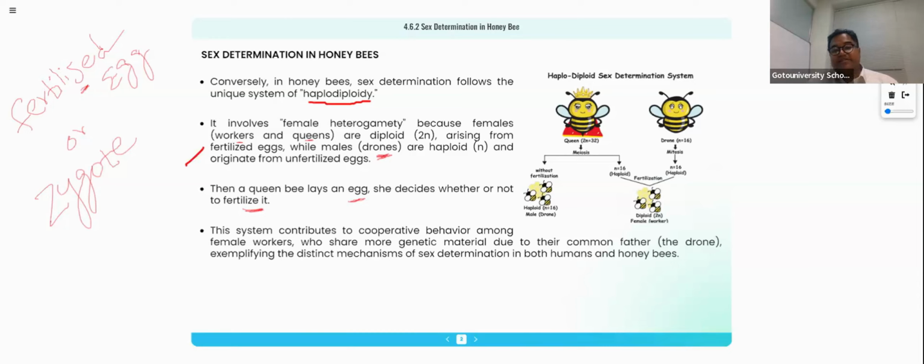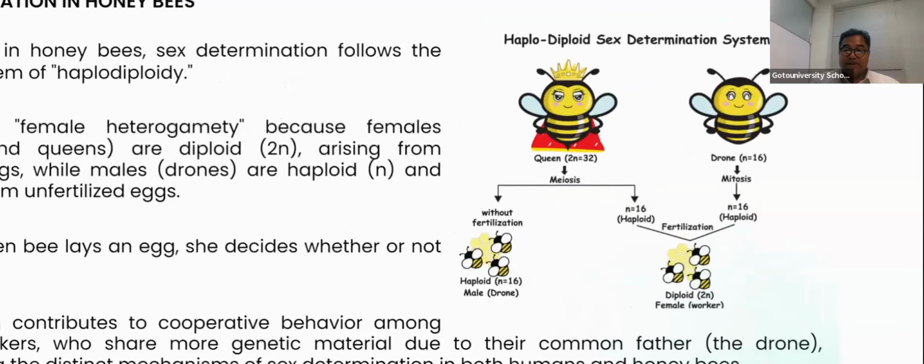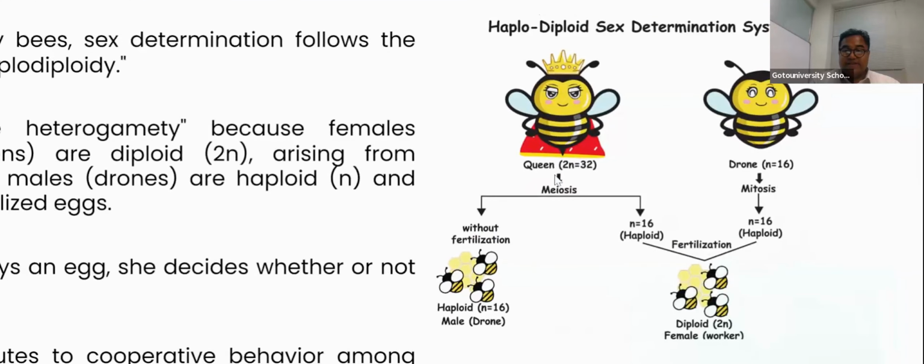What we need to understand in this entire picture, this flow chart, we need to correlate with this concept so that you have better clarity. Can you see this? The queen is assigned 32, the drone is assigned 16. So the drone will make gametes of 16 chromosomes each. If the gametes get fused, you get the worker bee, the worker honeybee.